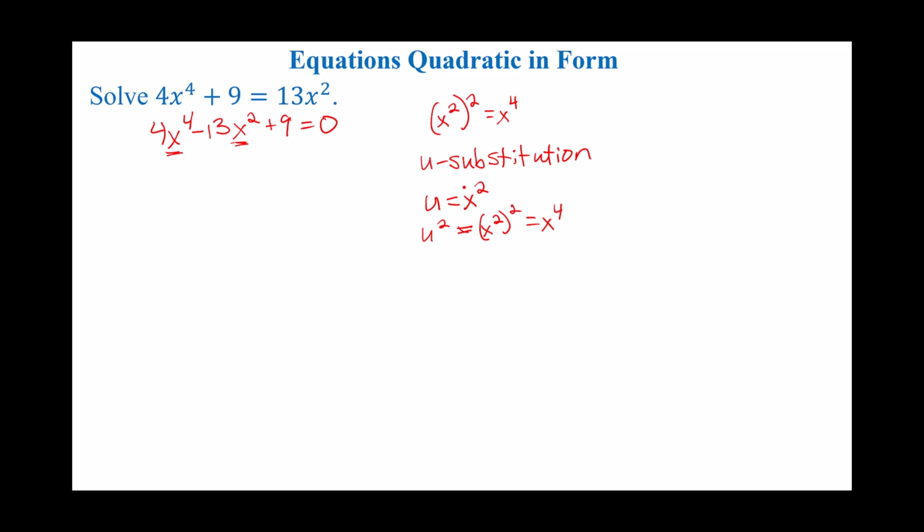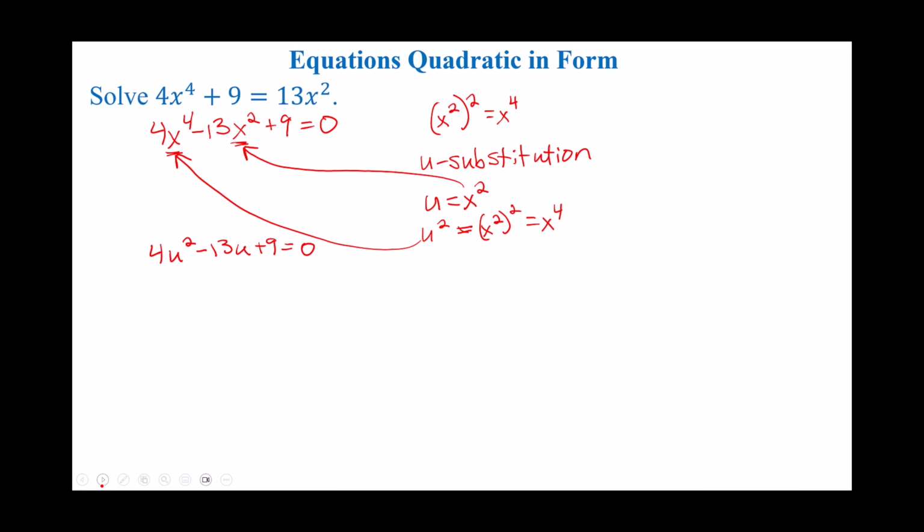Now in my equation over here, I'm going to substitute in u for x squared and u squared for x to the fourth, which gives me 4u squared minus 13u plus 9 equals 0. Now I can solve for u. To do that, I need to factor. I can do the same thing I did before to factor.